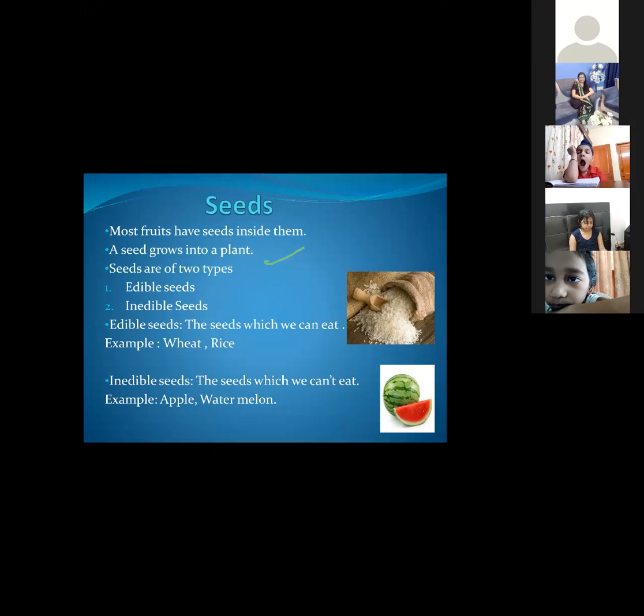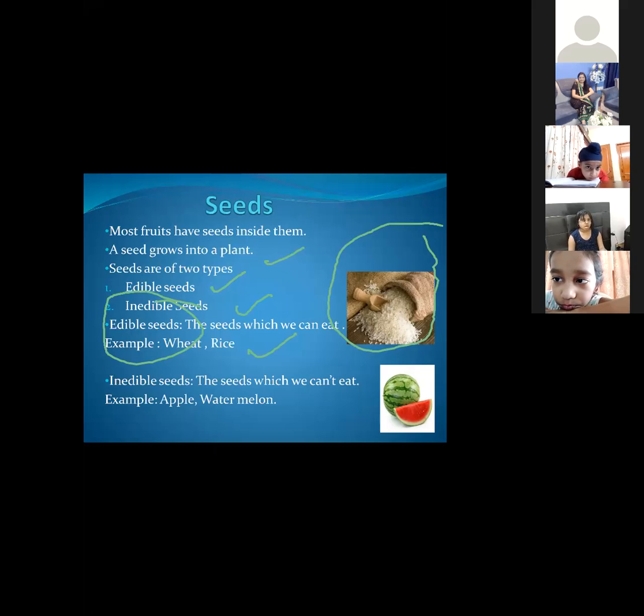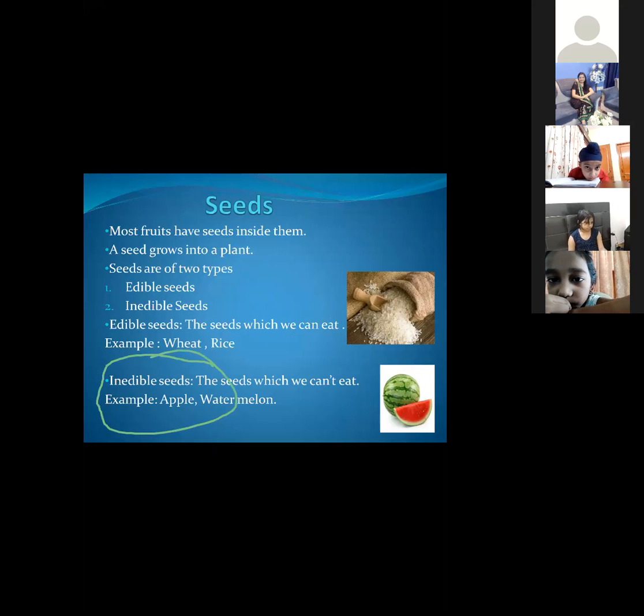Now there are two types of seeds: one is edible, one is inedible. What is the meaning of edible and inedible? Edible means the thing which you can eat. Seeds which you can eat are known as edible seeds. If you see, this is rice. Rice and wheat are seeds which you can eat, so they are known as edible seeds. There are other seeds which you cannot eat. They are known as inedible seeds.